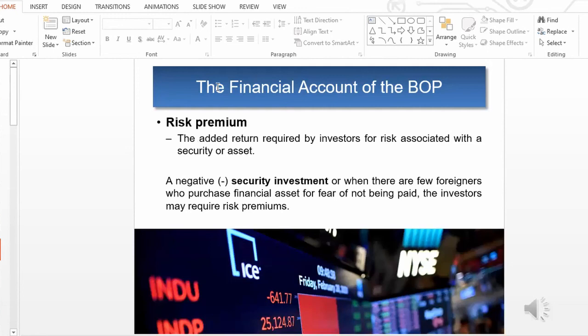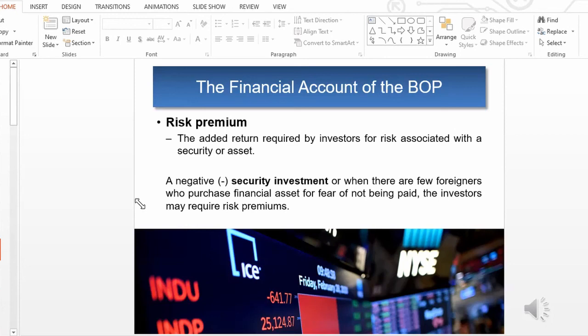Yung risk premium. Another question ba? Wala na. May nagtatanong pa ba? Wala na. Risk premium is like a bonus because you were willing to invest in a risky business, or you were willing to invest in a country that is having some problems like recession. Okay, so the country or the company pays their investors a little bonus. This is the added return. It's like added money, bonus required by investors for risk associated with the asset they are investing in. A negative security investment, or when there are few foreigners who purchase financial assets for fear of not being paid, the investor may require a risk premium.